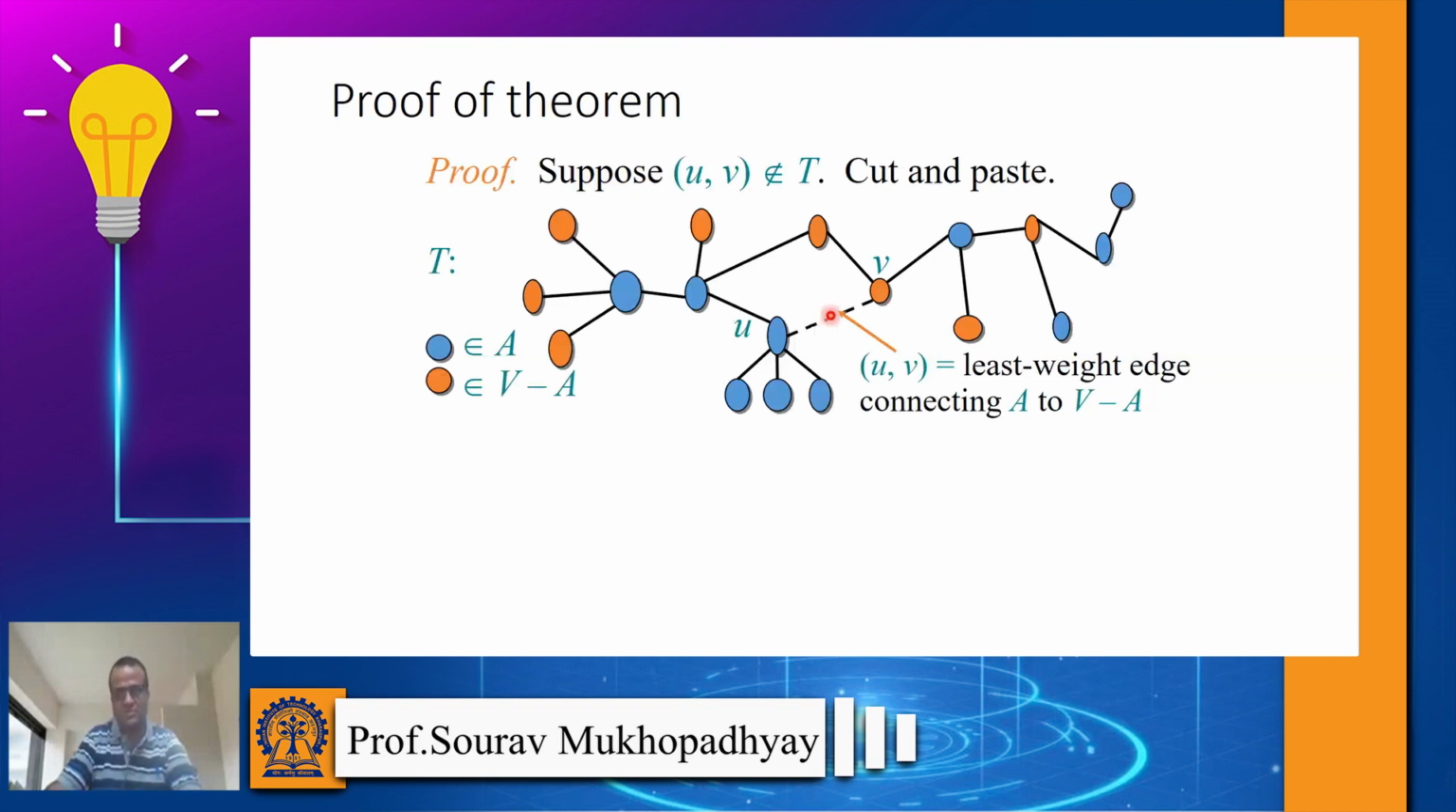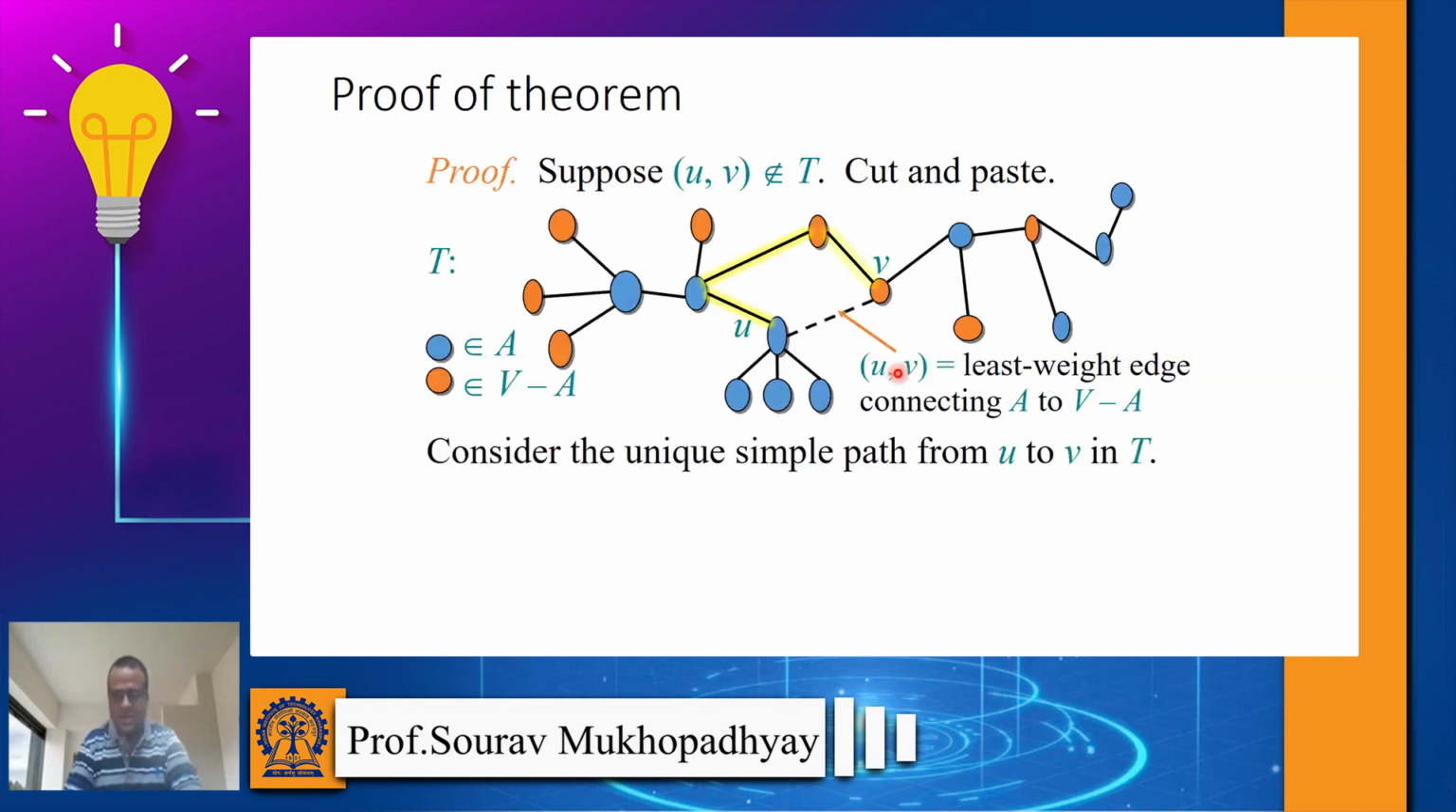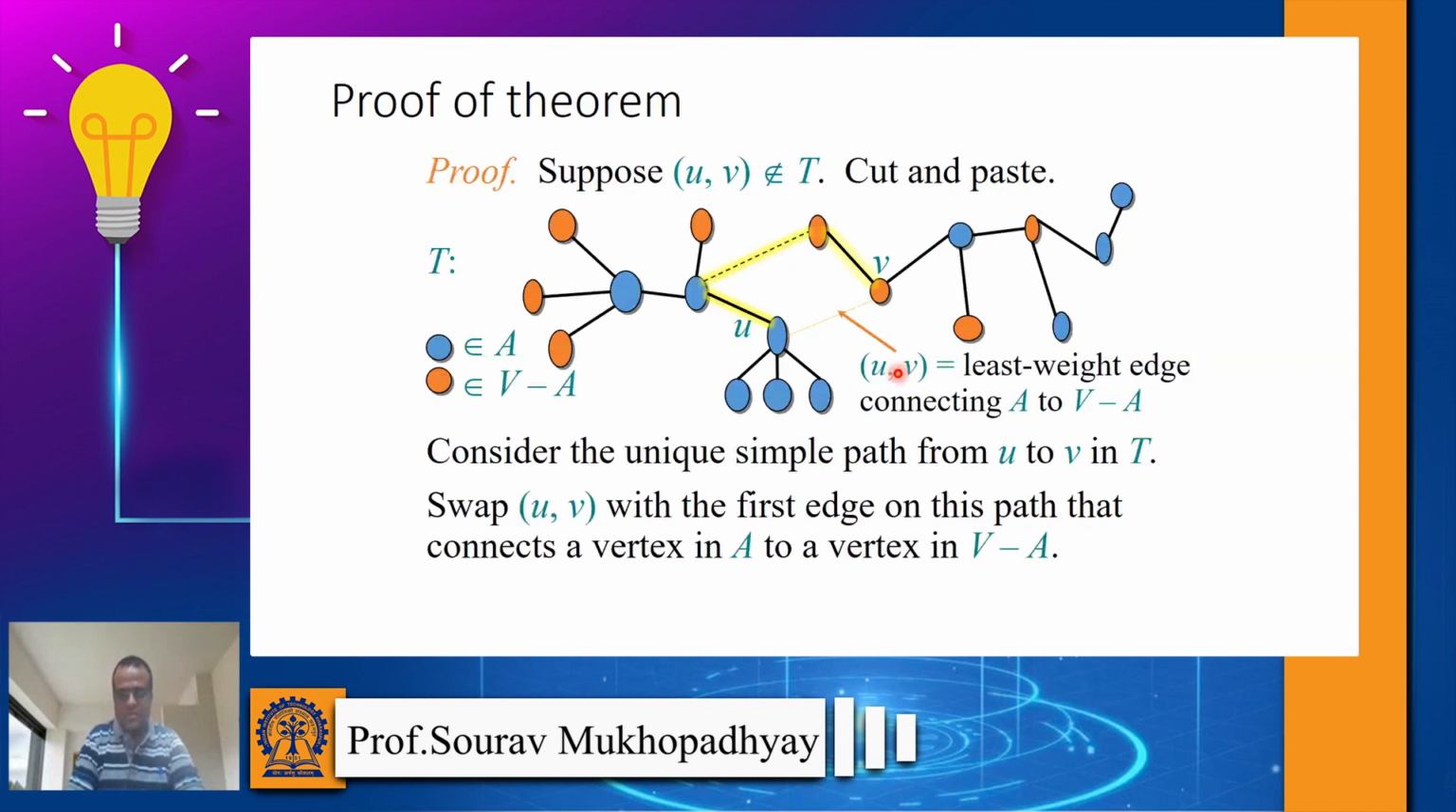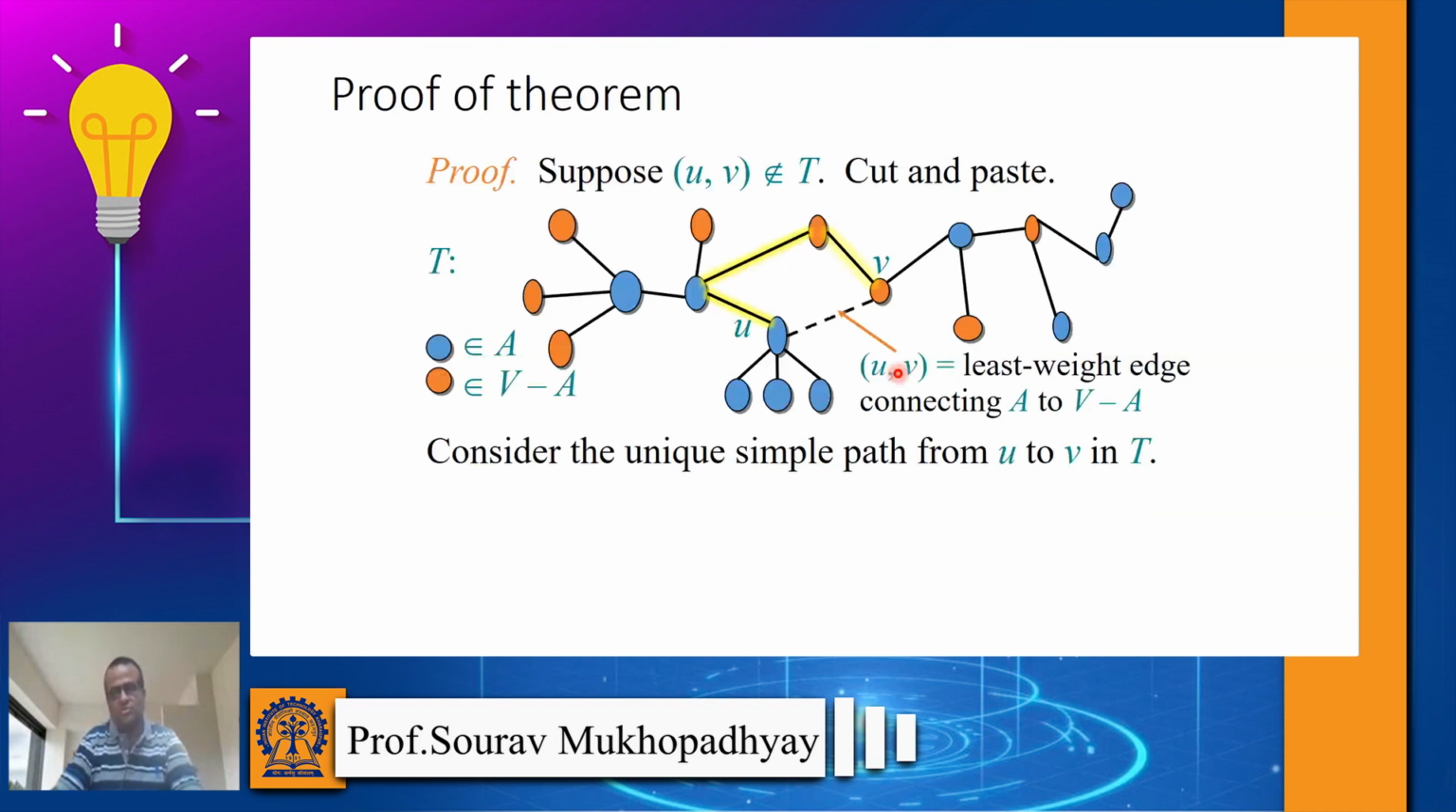Suppose this edge is not there in the minimum spanning tree. So we can just remove this edge, and to remove this edge we have to cover for it. Otherwise, this will be disconnected. For that, we need to take a path from U to V, because a tree is a connected acyclic graph. We should not have a disconnected component. That is called a forest. So a tree is a connected acyclic graph.